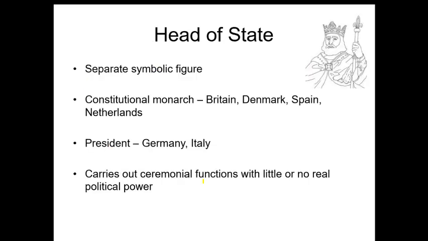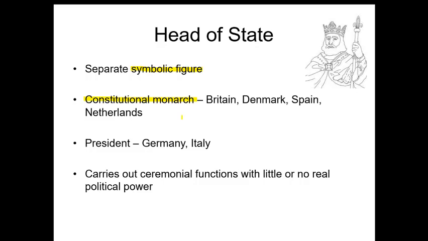Now, the head of state in these parliamentary type systems is typically a separate and mostly symbolic figure, such as a king or a queen of England, for example. These are typically referred to as constitutional monarchs, and they mostly are symbolic and ceremonial. As we see, some countries, Britain, Denmark, Spain, Netherlands, have these constitutional monarchs that are pretty much symbolic and do not have a whole lot of power on policy making.